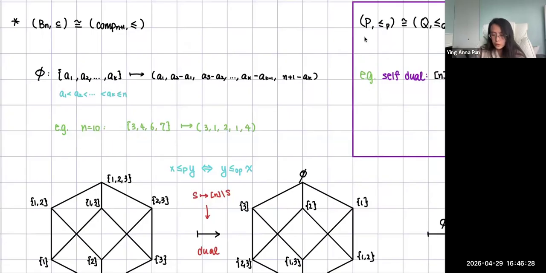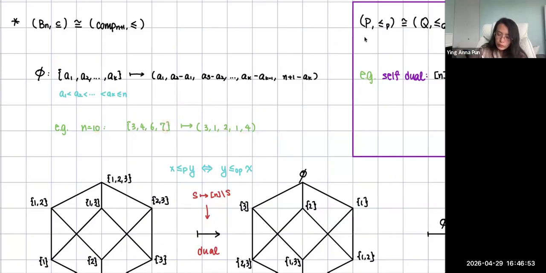To find the composition, you choose the first one, 3, as your first element of your composition, and then you just do subsequent differences. So basically, 4 minus 3 is 1, 6 minus 4 is 2, 7 minus 6 is 1, and then use your n, but use n plus 1, so 11 minus 7 is 4, and then you will get your composition, and then you can go back.